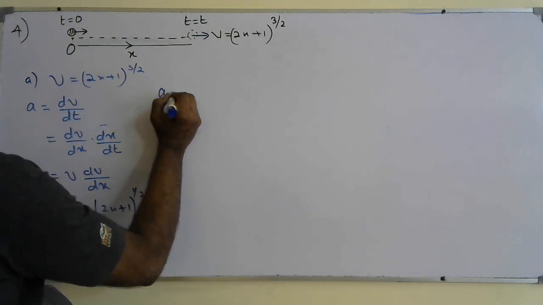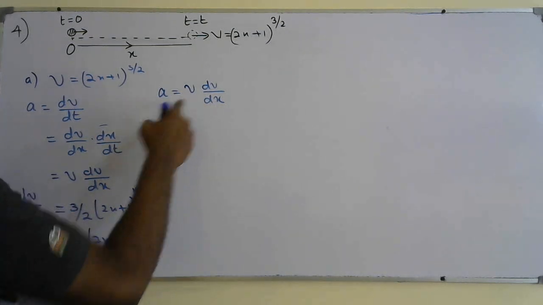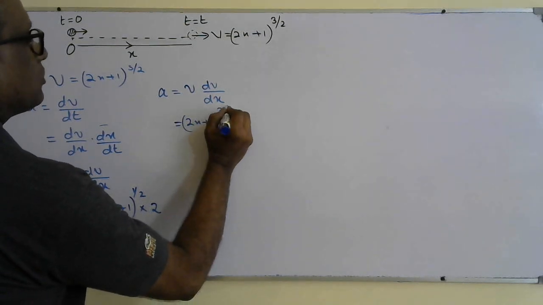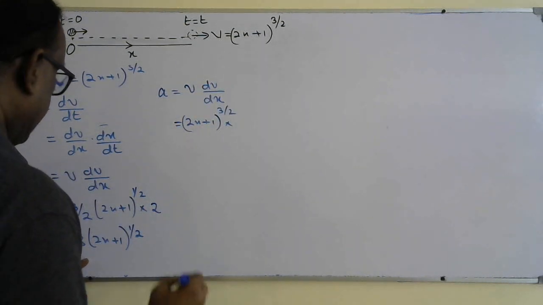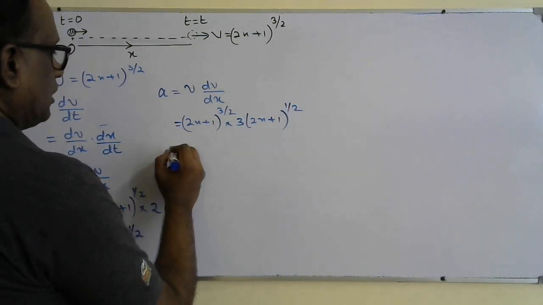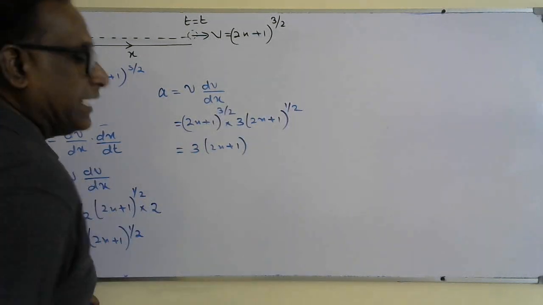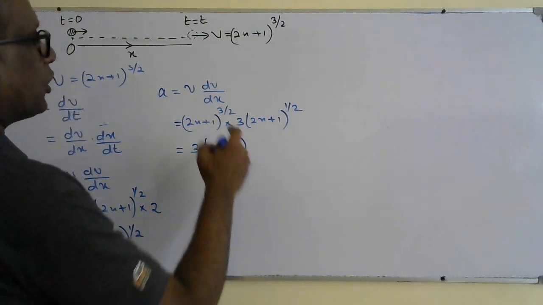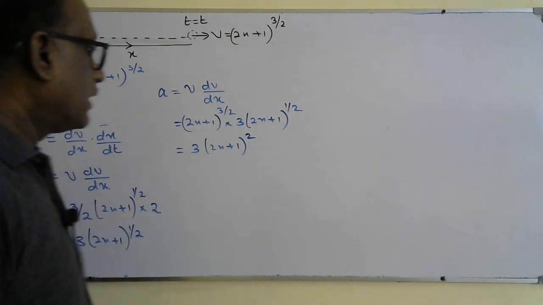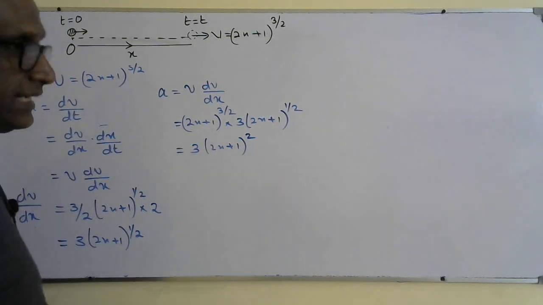So a is equal to v dv over dx. We know that v is equal to 2x plus 1 to the power of 3 by 2, times dv over dx, 3 into 2x plus 1 to the power of half, the square root. So it's going to be 3 times 2x plus 1 to the power of 3 by 2 plus half. When you multiply, you need to add the index. So it's going to be 4 by 2, that is 2. Okay, so a equals 3 into 2x plus 1 all squared. We can get it in terms of v also, that is for the next part.